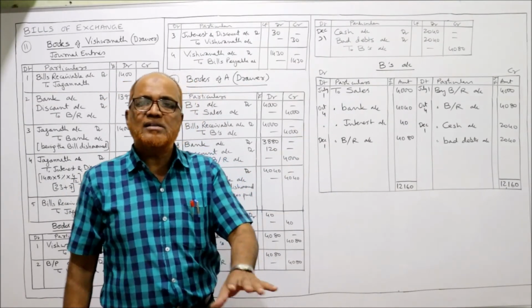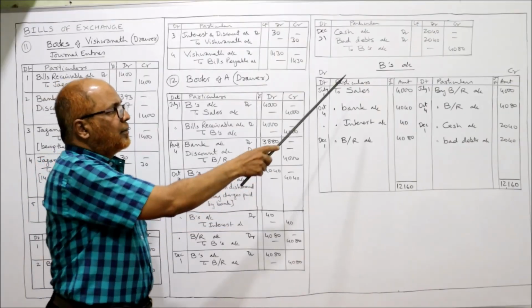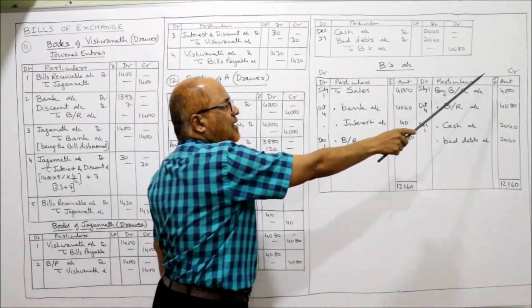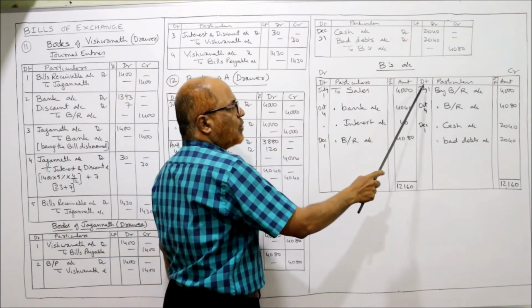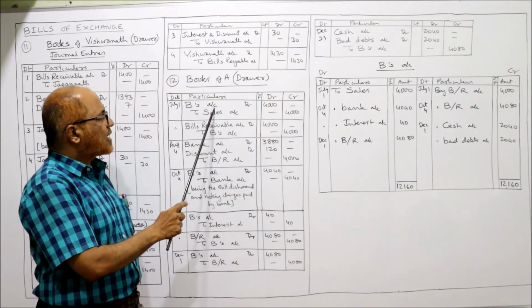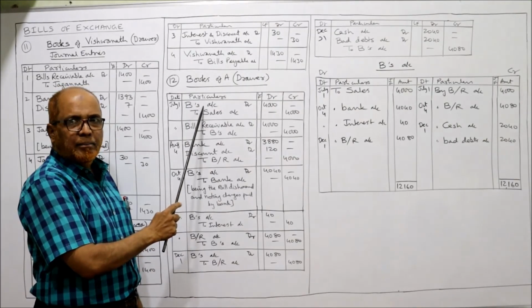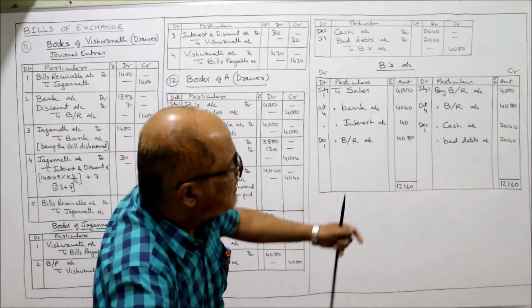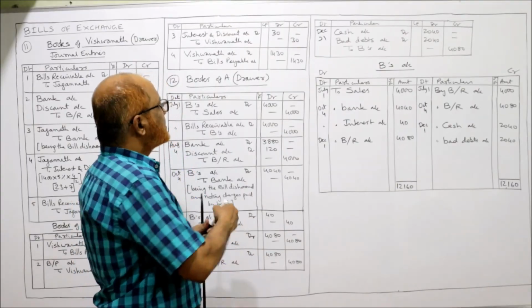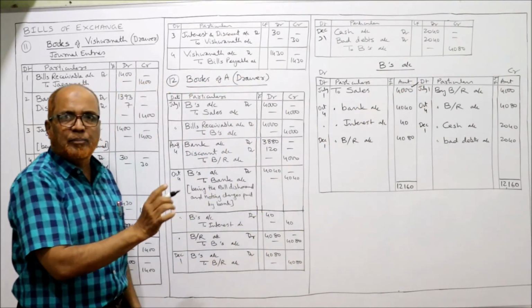That's all. Now it is asking you to make a ledger account of B. Simply you have to post B's account, with debit side, credit side, date, particulars, JF, amount. First entry, B's account debtor to sales. So B's account should be debited. This is B's account, so on the debit side I am writing to sales. First entry posted.